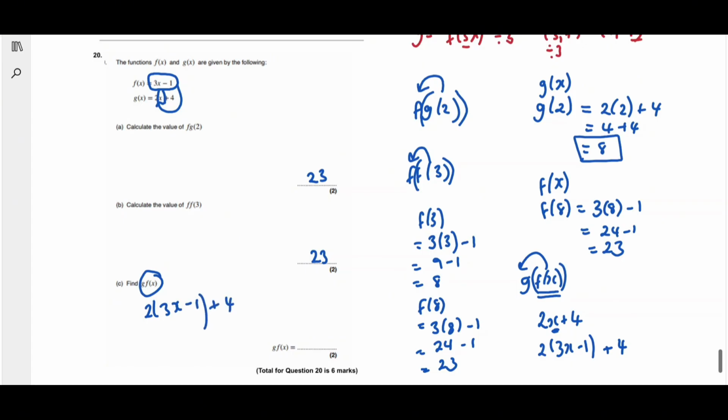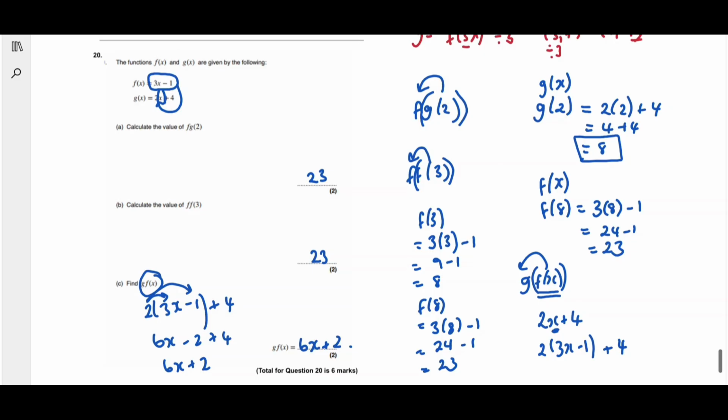So you're going to expand the bracket, so that gives you 6x minus 2. That's 2 lots of 3x, 2 lots of negative 1. Add 4. 6x minus 2, negative 2, add 4 is positive 2. So that is your final answer for 2 marks. And that is the basic idea of composite functions. It's just substituting one thing into another.